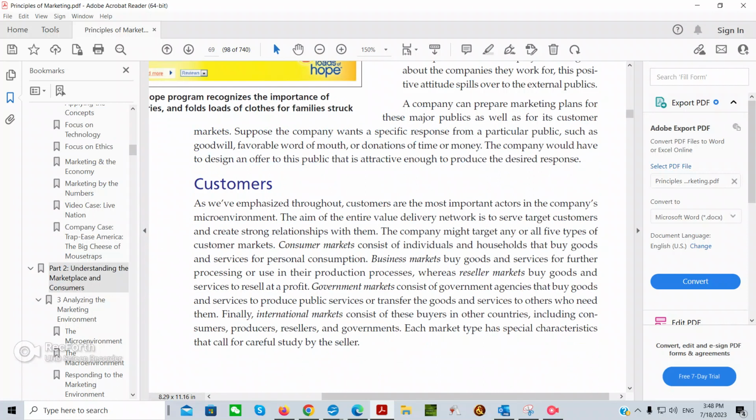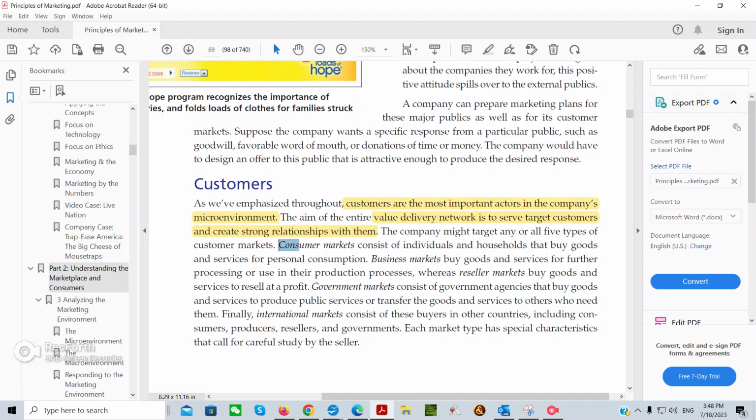Now let's talk about the customers. We talked about a lot of the internal forces. Let's talk about the external. So in the book, they've emphasized throughout that customers are the most important actors in the company's microenvironment. The aim of the entire value delivery network is to serve target customers and create strong relationships with them. The company might target any of and all five types of customer markets.